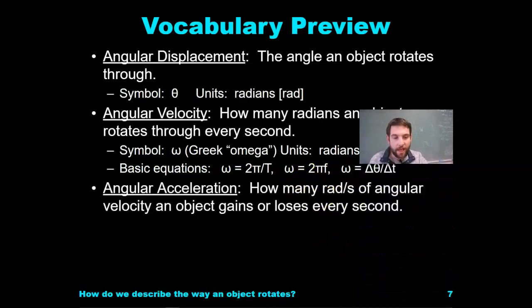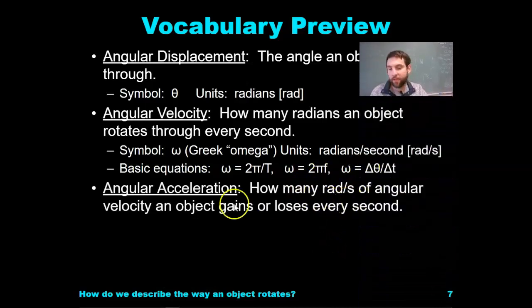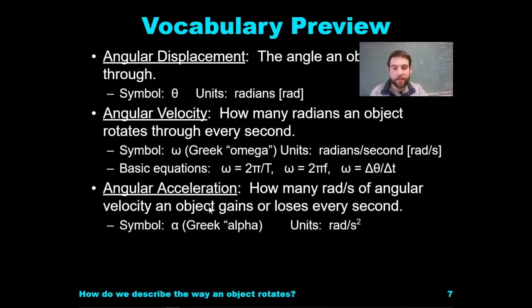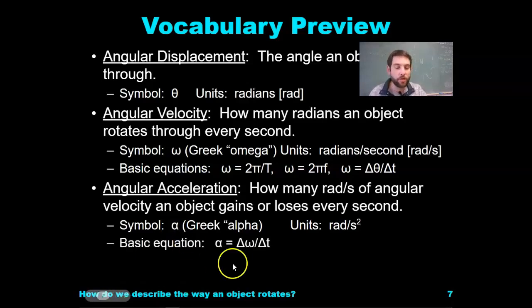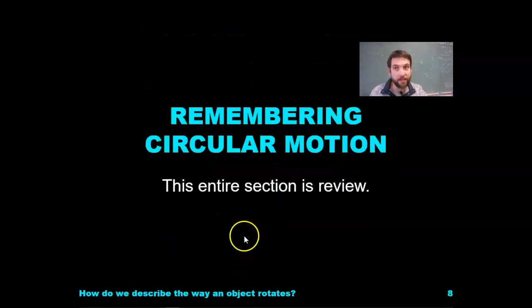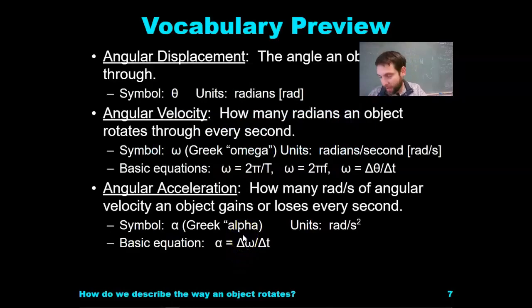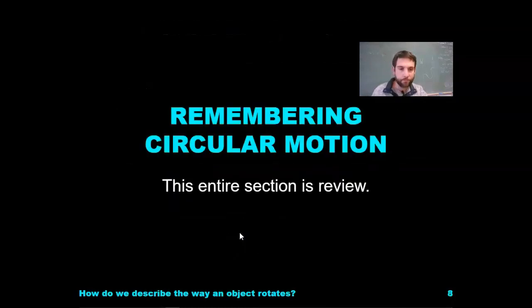Angular acceleration is how many rad/s of angular velocity an object gains or loses every second. The symbol we use for this kind of looks like an A, but it's alpha, lowercase alpha. Units are rad/s squared. The basic equation is the change in angular velocity over the change in time, just like regular acceleration is the change in velocity over the change in time.